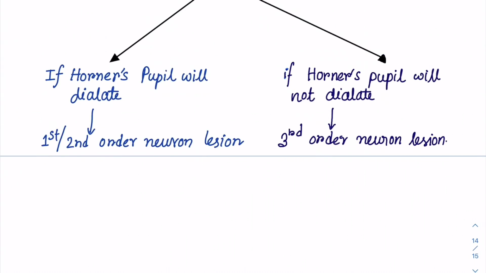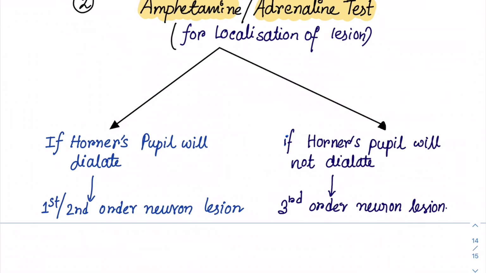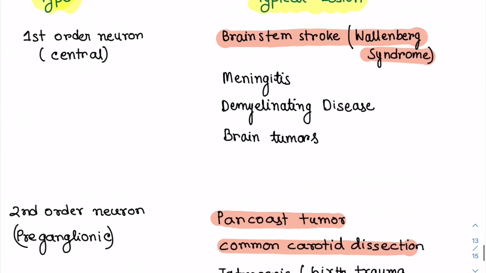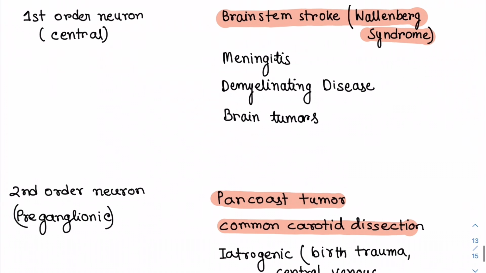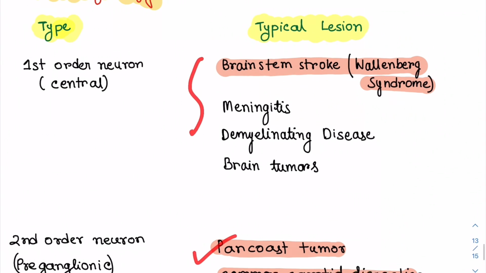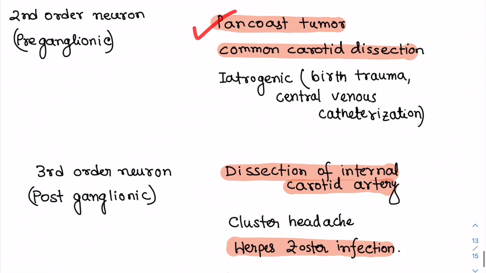And what is the treatment for this disease? There is no specific treatment. The treatment is to treat the underlying cause for which it is caused. The underlying cause may be brainstem Wallenberg disease, meningitis, demyelinating disease, or it may be Pancoast tumor. So treatment for these is available.